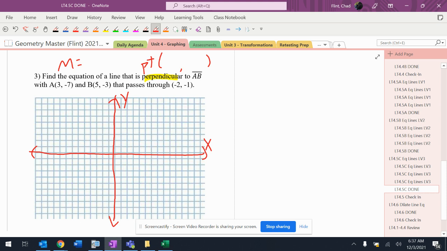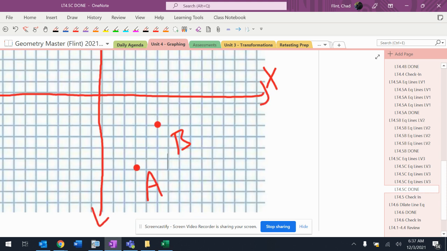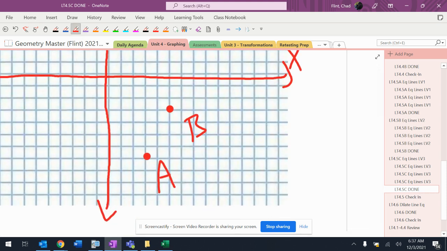This one, I have to actually plot these 2 points, 7, and 1, 2, 3, 4, 5, 1, 2, 3. So I have to plot these 2 points. I need to find the slope between those 2 points and then make it perpendicular. All right, so I'm going to go like this and like that. 1, 2, 3, 4, and 2. All right, both positive.